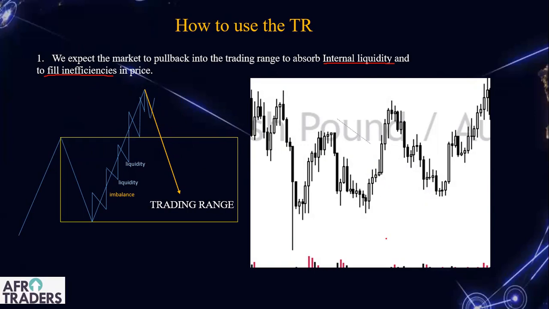And this is an example. We have a higher high and a higher low, so we have a trading range. Then the market comes back into the trading range like this, comes back into the trading range like this. And this is where we want to be biased.